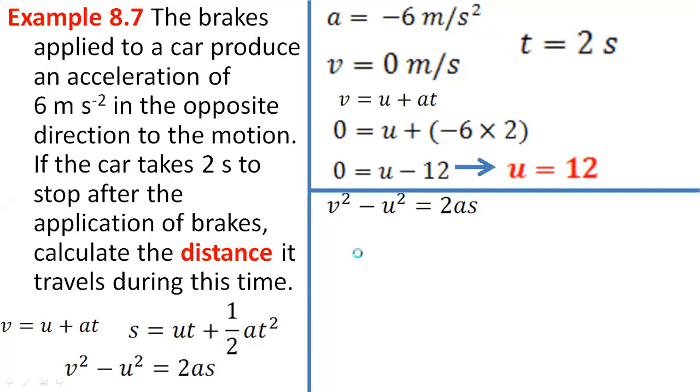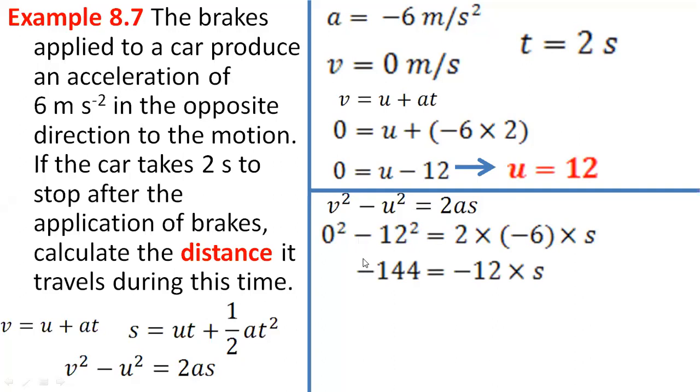V value is 0 square minus u square, that is 12 square, equals 2 into a value given as -6, into s, and we have to calculate the value of s. Okay, now 0 square is 0, that has no value. What about 12 square? 12 square is 144. So the minus sign will remain as it is: -144. And 2 into -6 will become -12, into s. But you can see here, this negative and this negative sign will get cancelled. So it will become 144 is equal to 12 into s. This is what we'll get.